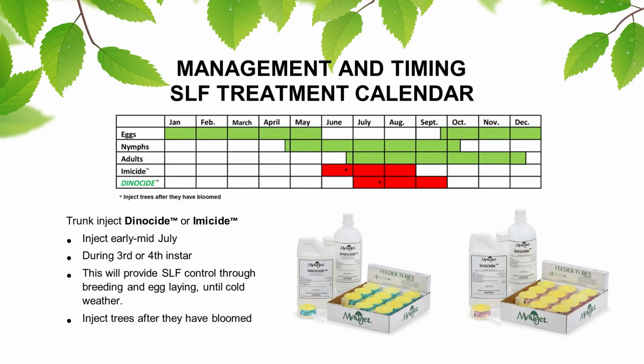Management and timing. Here is Mauget's spotted lanternfly treatment calendar. Trunk inject Dinocide July through October, when the nymphs are in the 3rd or 4th instar.